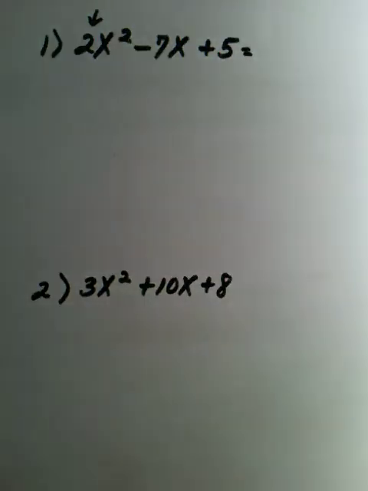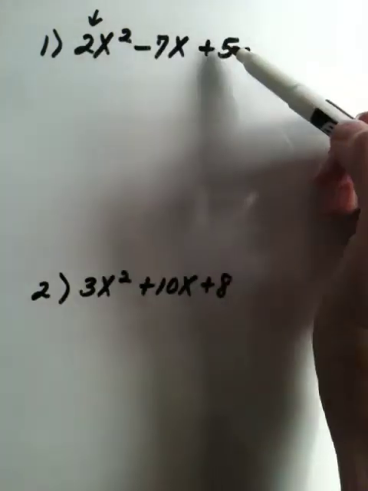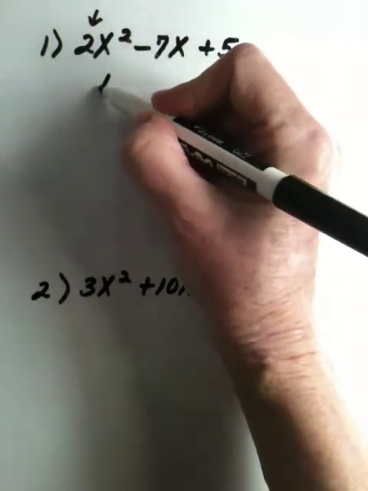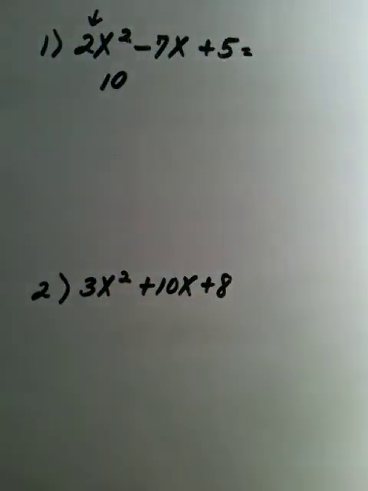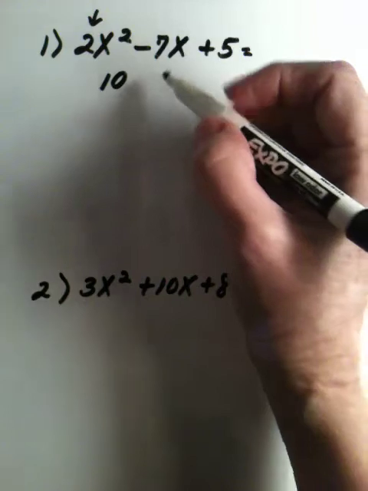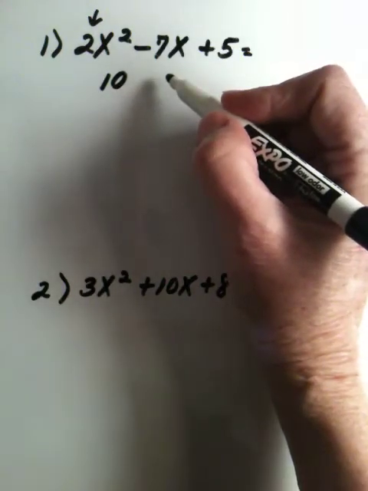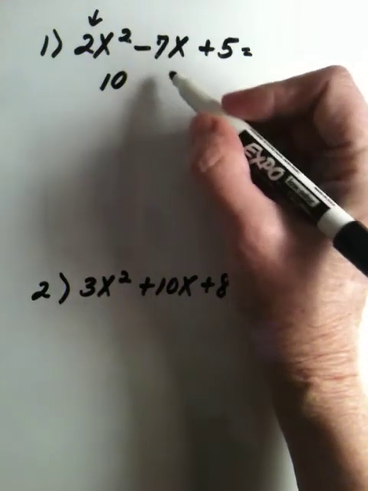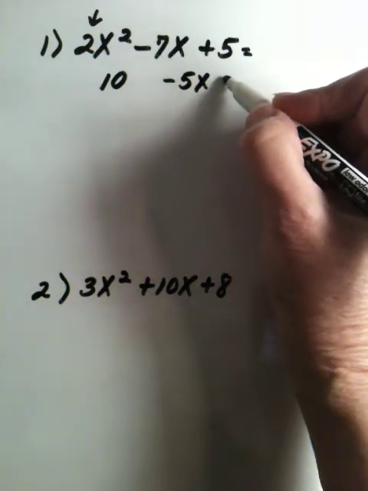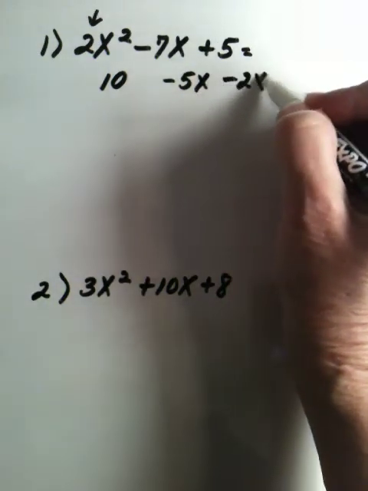The steps start by multiplying 2 times 5, the first term times the last term, which is 10. Then you're going to look for the factors of 10 that'll add up to be -7. The factors of 10 are 1 and 10, 2 and 5. To get -7, I would use -5, and I would also use -2.